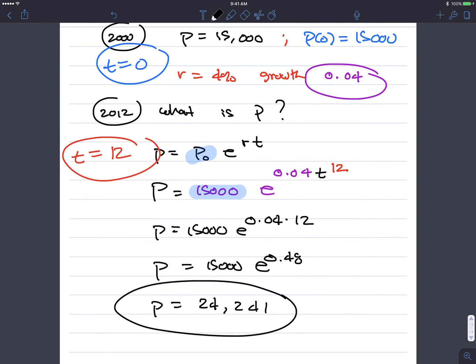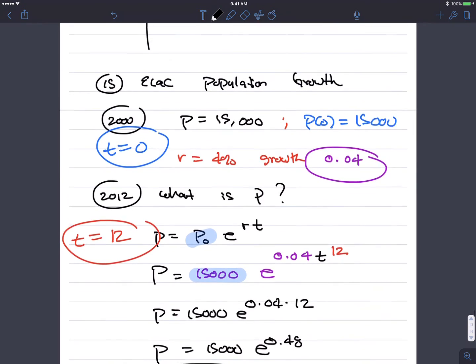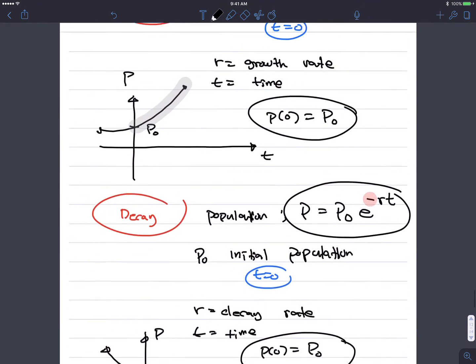Okay? I'm pretty sure. Let me see. 15,000 times e to the what power? 0.48 power. Yes, 24,241. Punch that in your calculator. This is what you get. Okay, you guys okay with that? All right. This is population growth. This is how population grows.